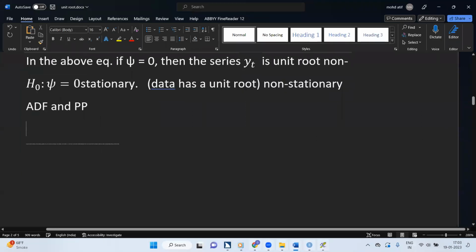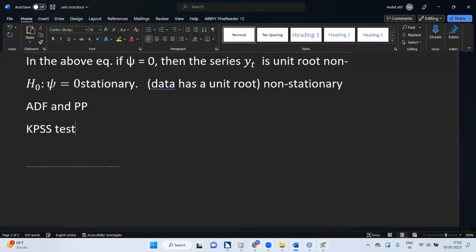There is one more test. These three tests we'll be using. We call it the KPSS test. And in this case, null is different. Data is stationary.